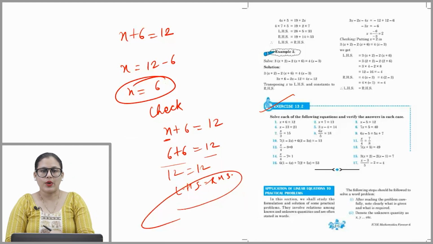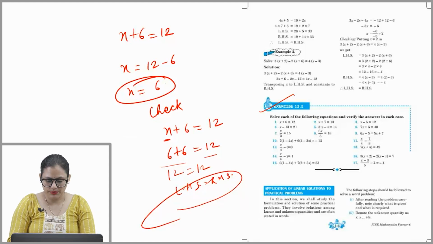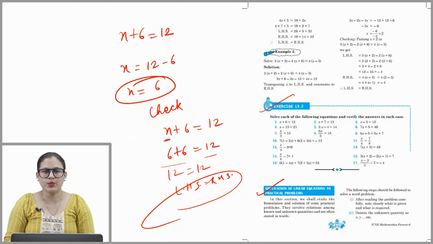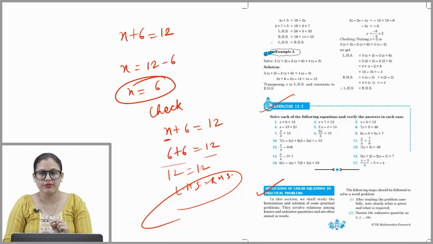Now, application of linear equations to practical problems. In this section, we shall study the formulation and solution of some practical problems. They involve relations among known and unknown quantities and are often stated in words. The following steps should be followed to solve our problem. Number 1, after reading the problem carefully, note clearly what is given and what is required.